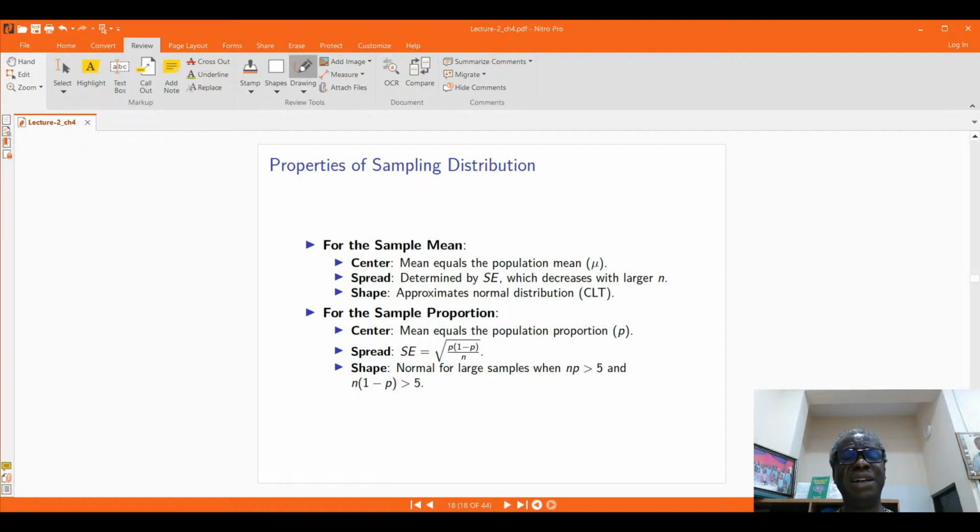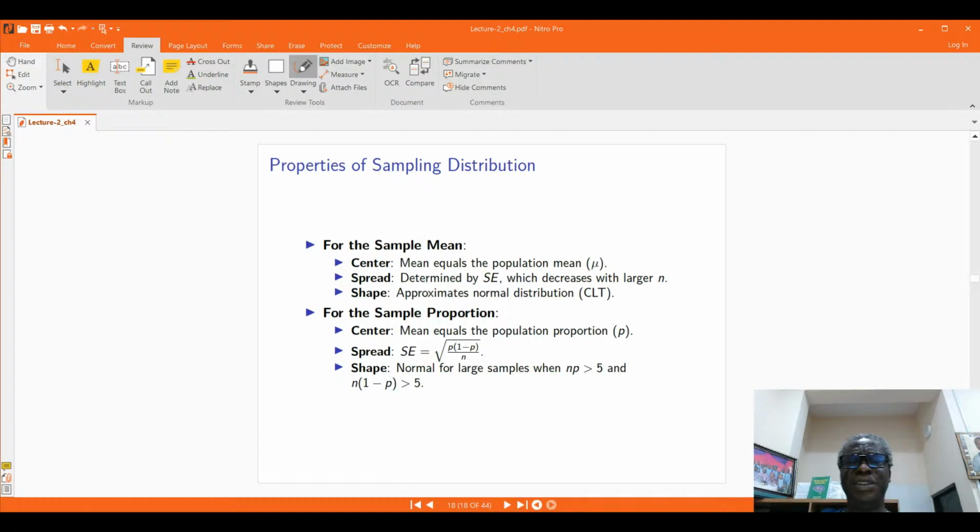And then in terms of the shape, we have applied the central limit theorem, that the shape of the sampling distribution is approximately normal if the sample size is large enough, regardless of the shape of the parent population. So those are the properties for the sample mean.